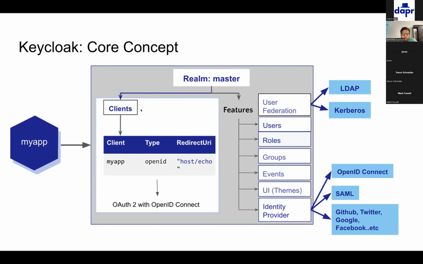In your realm, you can create clients. For the application you want to secure, you create a client configuration where you mention your app details, like the URL, what type of protocol you want to use for securing your application, and other configurations. Through this, you maintain how you want to secure your application.